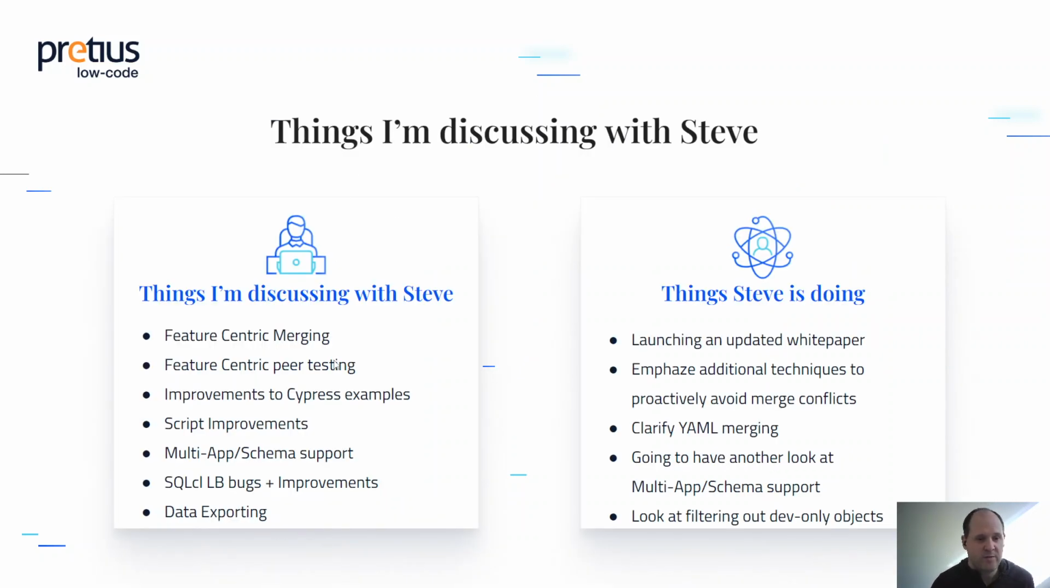So I'm in contact with Steve. Things I'm discussing with Steve: this merging is going to make it clear how to avoid these conflicts. Feature-centric peer testing: if I've got my private environment and I'm doing some work in here, and I say it's ready for test, how do you test my work? You can review the test cases, but how do you get on my environment to test it? You can deploy it to your environment, but then you need to undo it from your environment to get back onto your work. So it's going to cover all that.